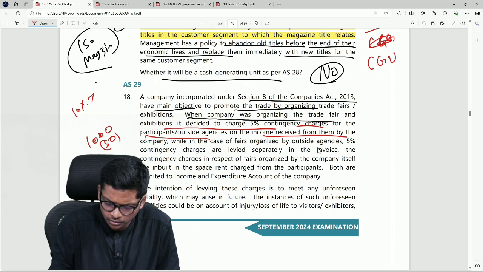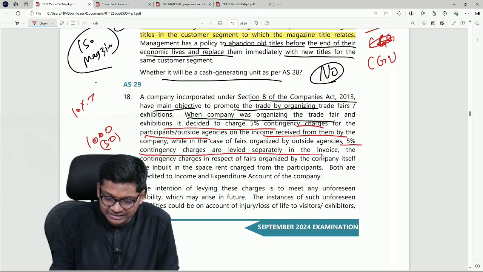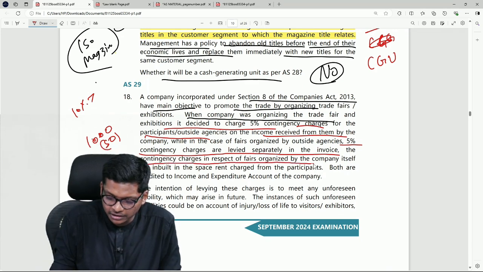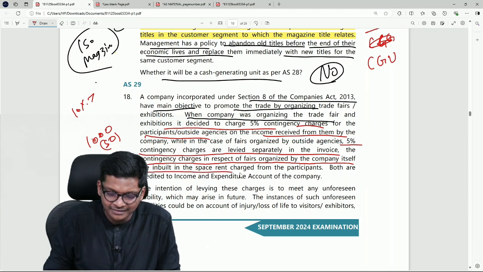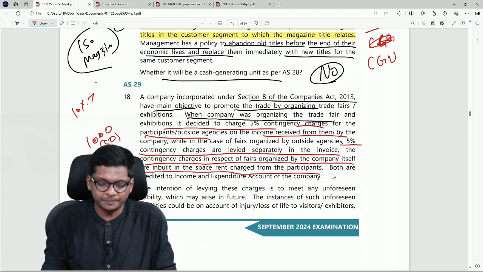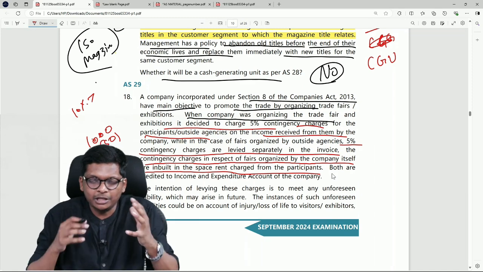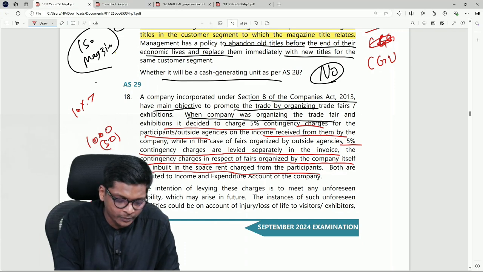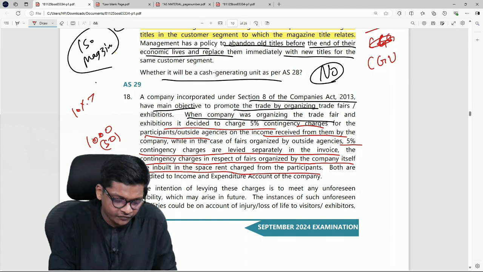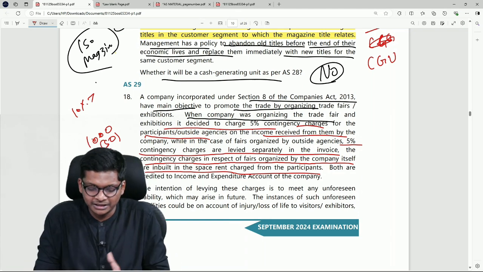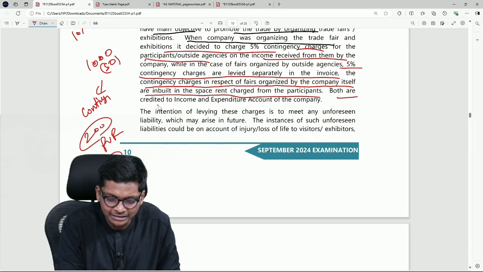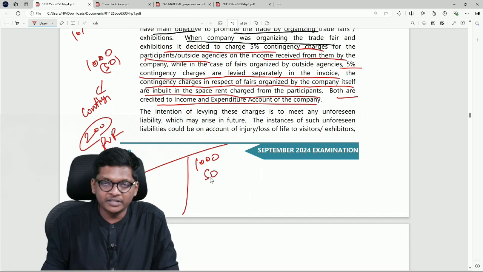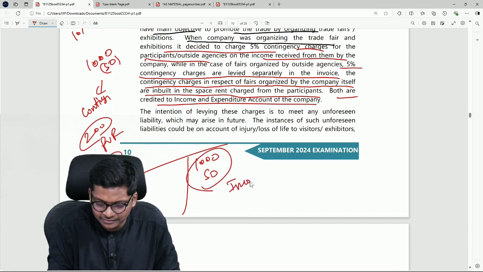Why? This 5% is charged separately in the invoice. Additionally, the contingencies in respect of fairs organized by the company itself are inbuilt in the space rent charged from the participant. Whatever they are doing, through a third party or by themselves, they are charging contingency. It's like, let's say you're paying 200 rupees to watch a movie in PVR. Additionally, they're collecting 20 rupees from you for some contingency. Both are credited to the income and expenditure account. That means if they're charging 1000 rupees, the extra 50 is also contingency. Both are treated as income.